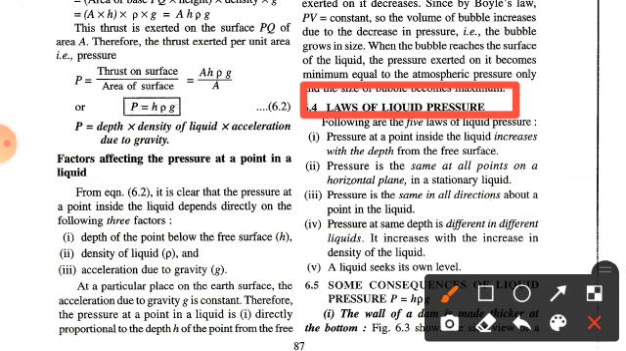Following are the 5 laws of liquid pressure. The first one: pressure at a point inside a liquid increases with the depth from the free surface. It means if you go inside the liquid, to a very high depth, deep into the sea or a river, then the pressure increases.